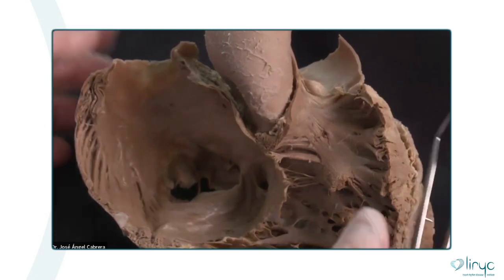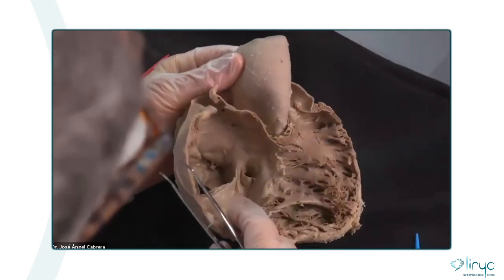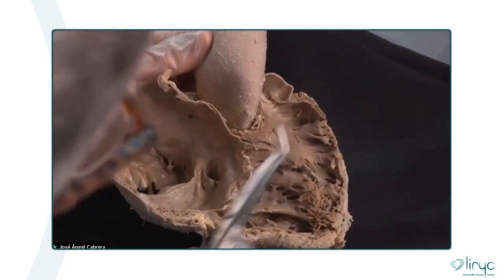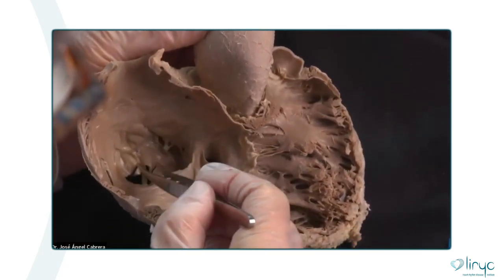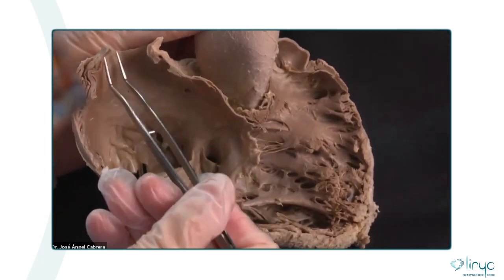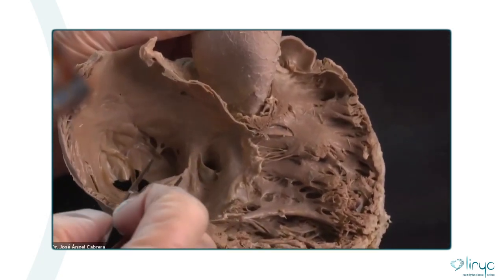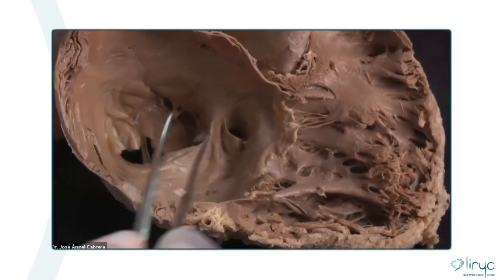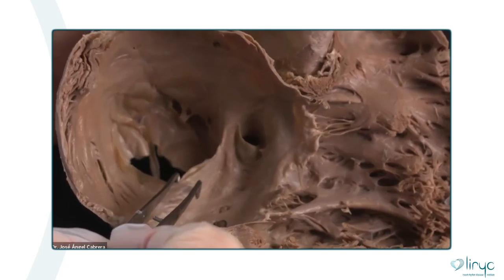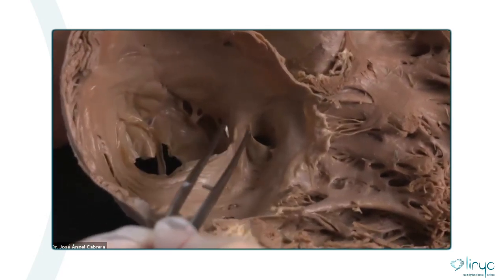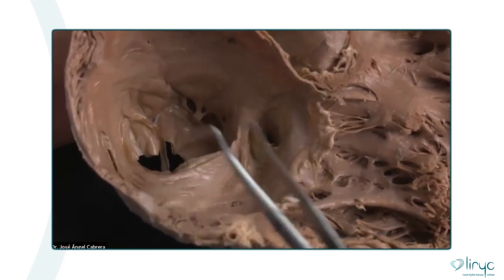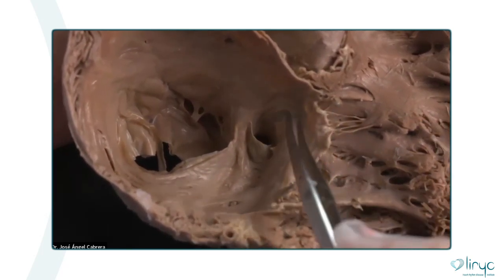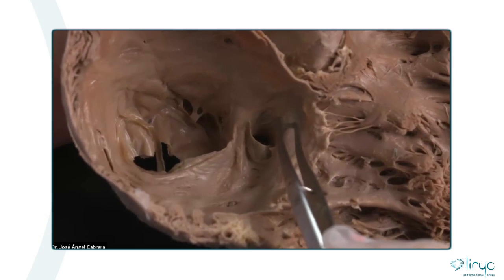Let's see in this specimen that this is the septal leaflet of the tricuspid valve. This is the inferior vena cava. This is the superior vena cava. Note this valve, this is the Eustachian valve. This is the Eustachian ridge. And this is the Thebesian valve. Note the Thebesian valve, that this is the valve of the orifice of the coronary sinus.